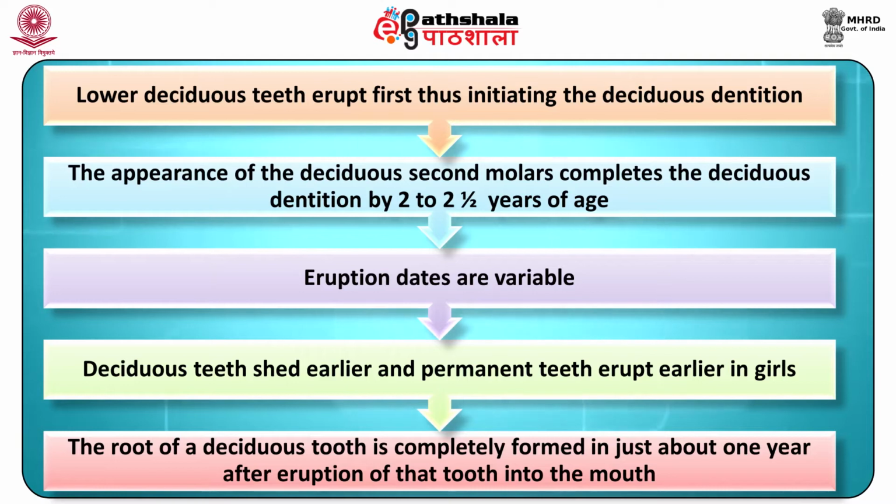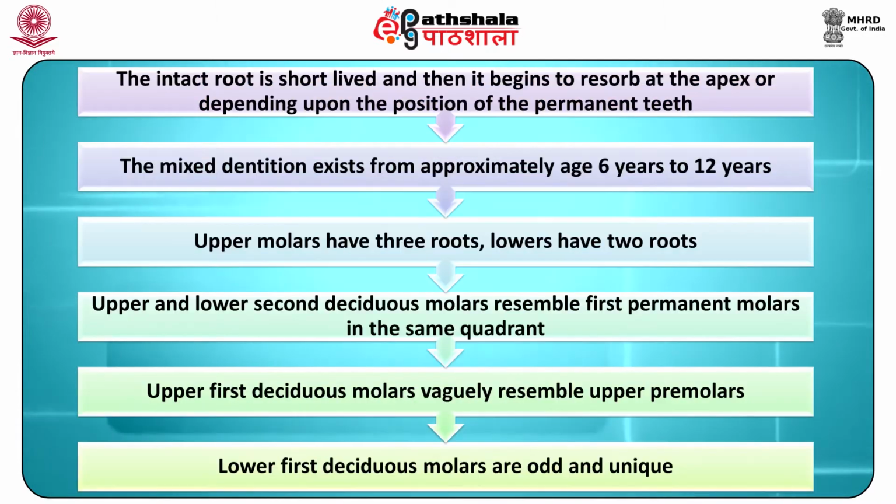The root of a temporary tooth is completely formed in just about 1 year after eruption of that tooth into the mouth. I am talking about the temporary teeth. The intact root is short-lived and then it begins to resorb at the apex, or depending upon the position of the permanent tooth.